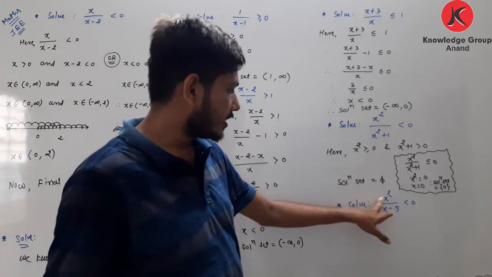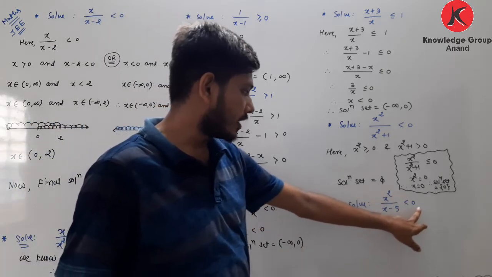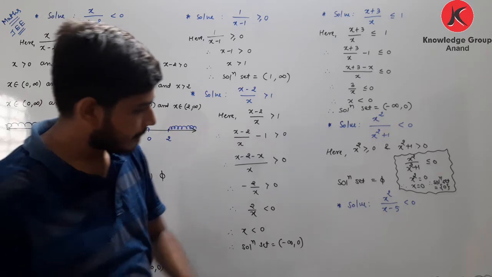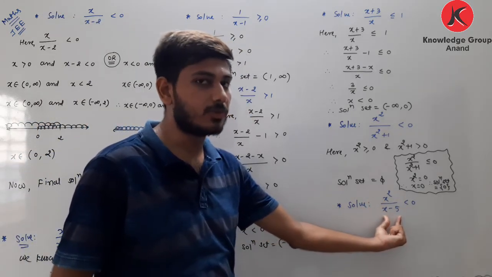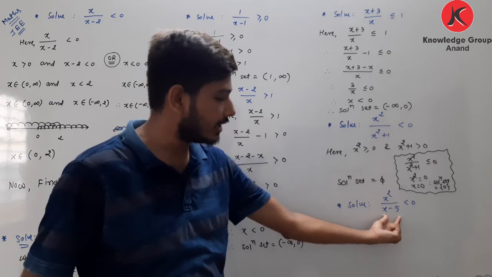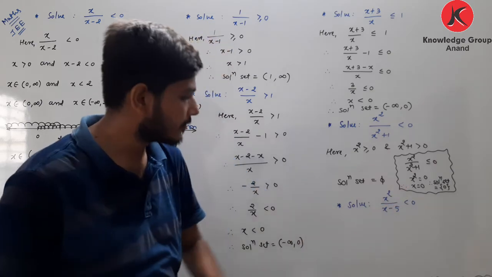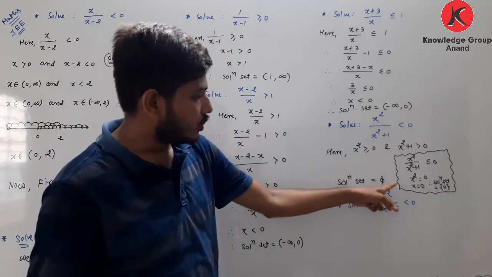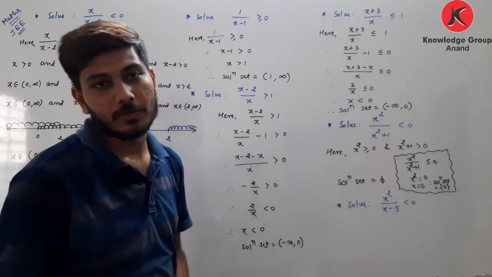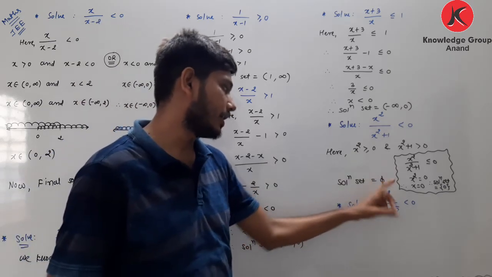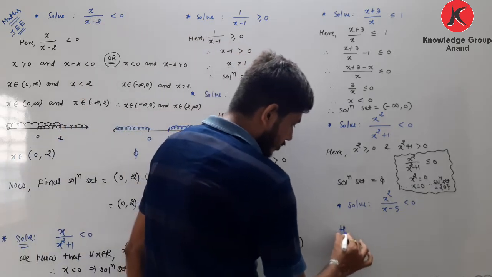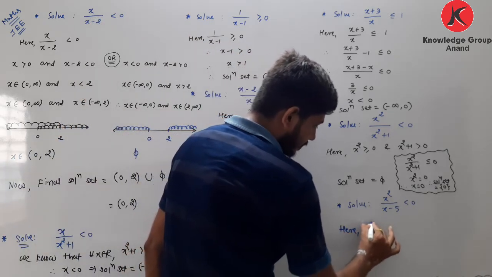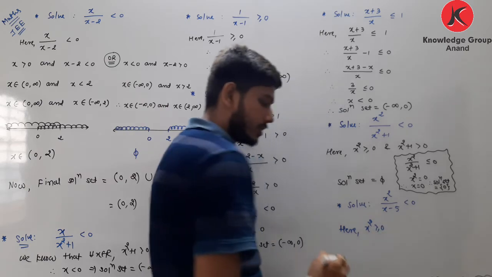Solve this inequality: x square upon x minus 5 less than 0. This ratio has variable terms in the denominator, therefore we can't judge directly and we can't multiply it. Now see here, the numerator is always a positive term. Here it is clear that x square is a positive term, or equal to 0.